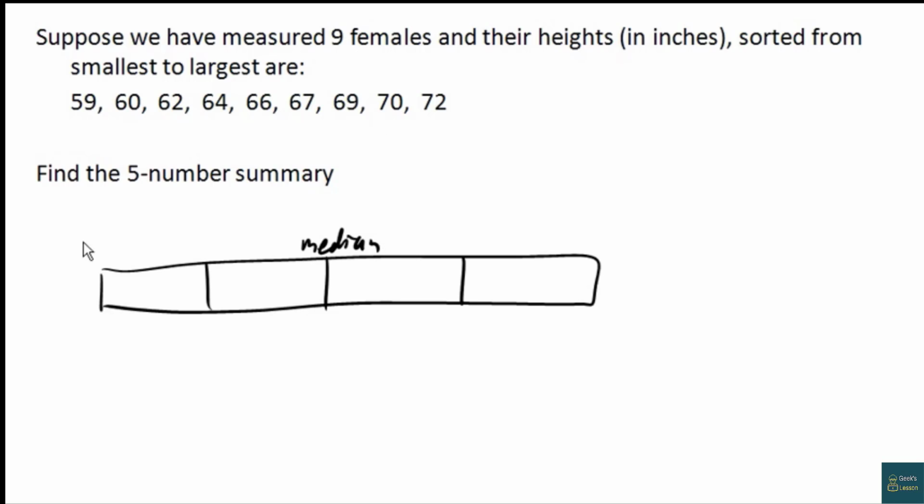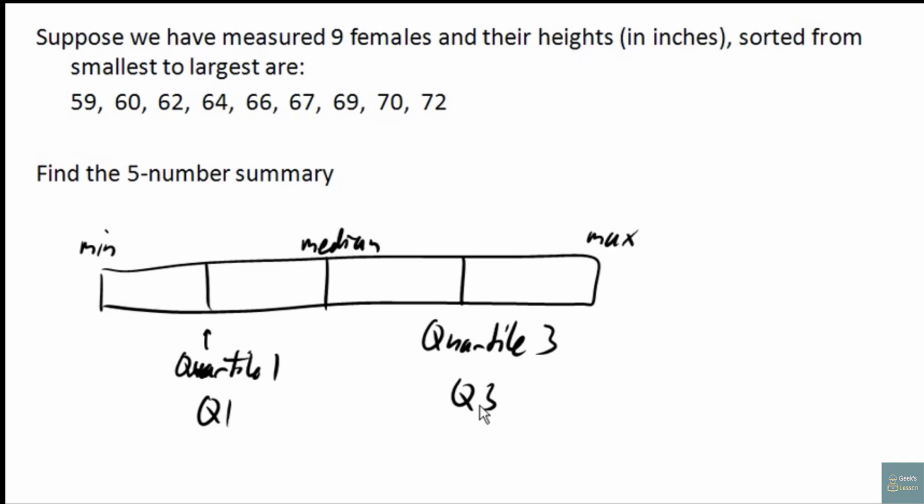At the bottom, we'll have a minimum value, and at the top, we'll have a maximum value. Now, these two values are called the quartiles. This one is called quartile 1, or Q1, and this is called quartile 3, or Q3. You might be able to guess that Q2 is the median. So quartile 2 is the median.